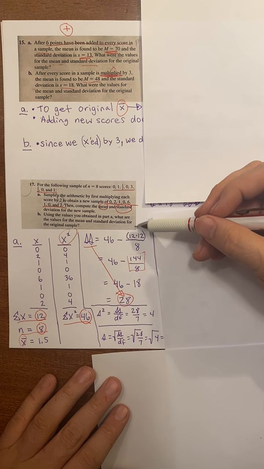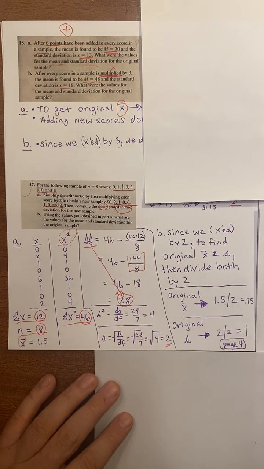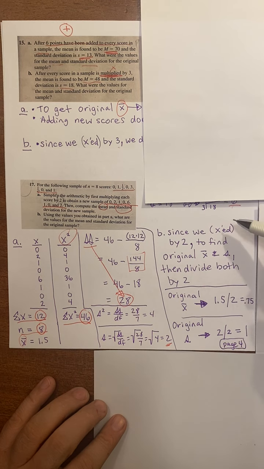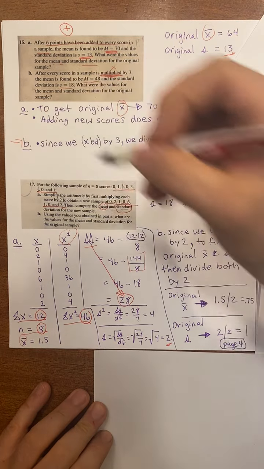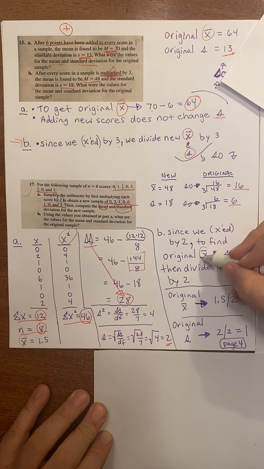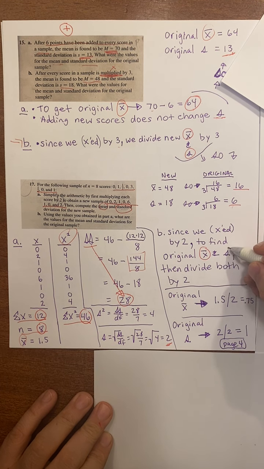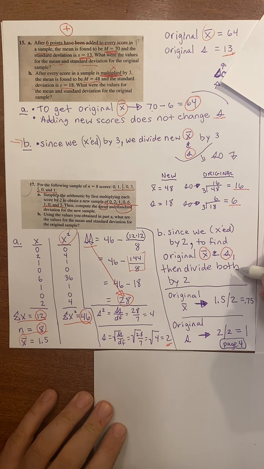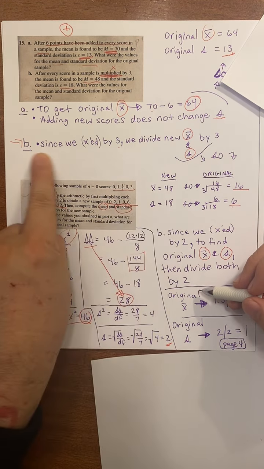So that leaves us now to move on to question B, which is: using the values obtained in part A, what are the values for the mean and the standard deviation for the original sample? Well, here we've got an answer to that. Since we multiplied by 2, and based on what we said here, to find the original sample mean and the original sample standard deviation, we're going to divide by 2, using the same logic that we talked about right here.